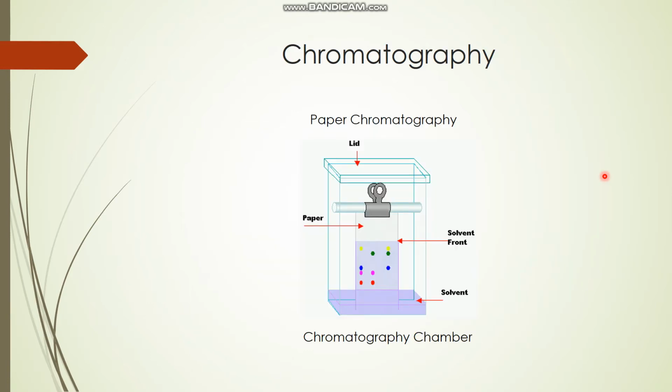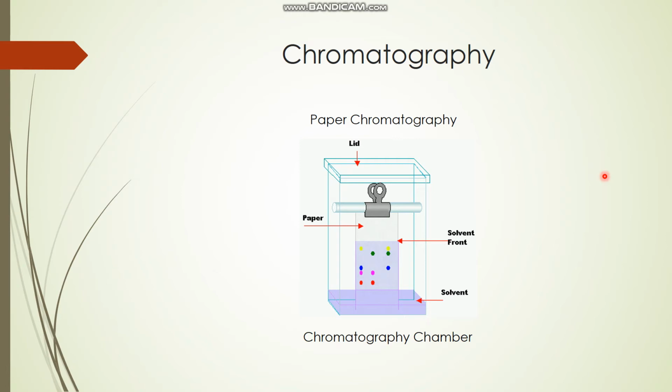It is a technique which is used to separate different chemical compounds from a mixture. So you have a mixture and you want to separate the chemical compounds from it. We generally use it to separate mixtures of proteins, amino acids, or photosynthetic pigments. Now there are different types of chromatographic techniques.